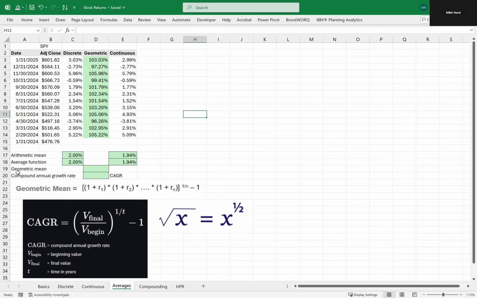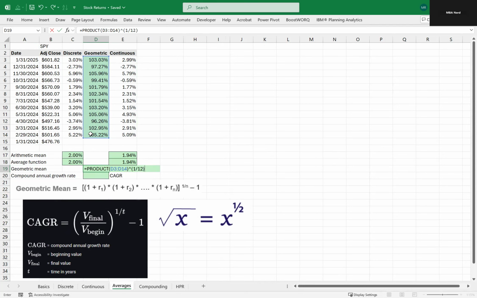To get the geometric or compound growth rate, I want to multiply all of those values together with the product function in Excel, and then raise that to the power of 1 divided by 12.